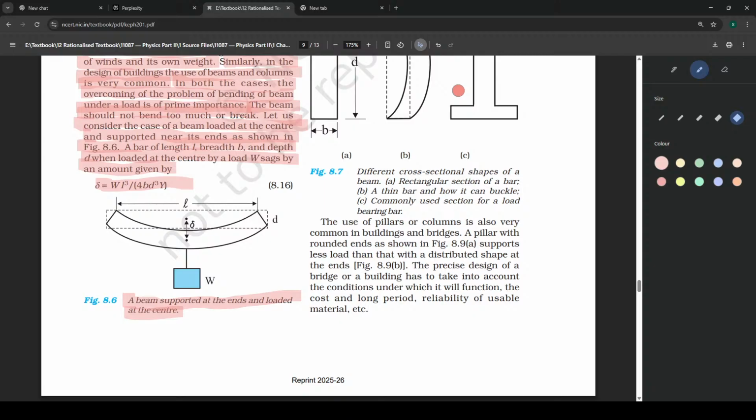So if we increase both breadth and depth simultaneously in equal values, the sagging will be the least in terms of depth, because it's a 1 by d cubed relationship.